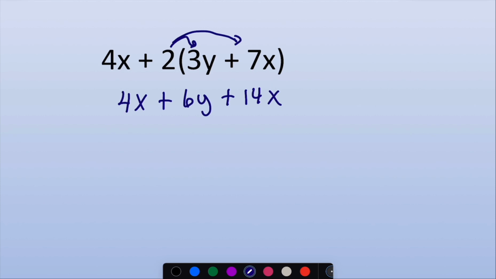Now that we have that multiplication done, because if you remember our please excuse my dear Aunt Sally, we have to have all multiplications done before we try to add or subtract anything. So now we just have to think about, are there any like terms that we can actually add or subtract? Well, these two are like terms. 4x plus 14x is a total of 18x's, plus that 6y, which is an unlike term. So you just leave it alone until we know the values of x and y. We can't go any further. So that would be your final answer.